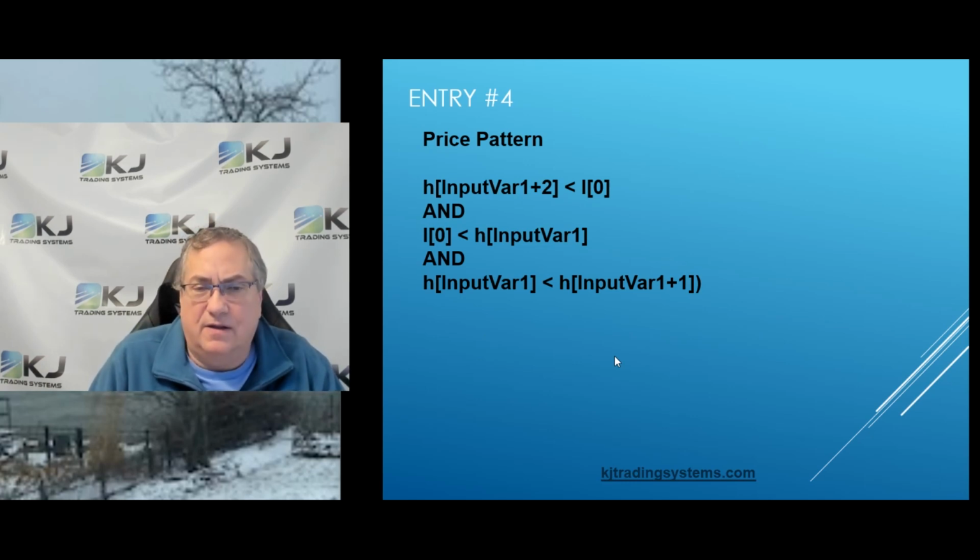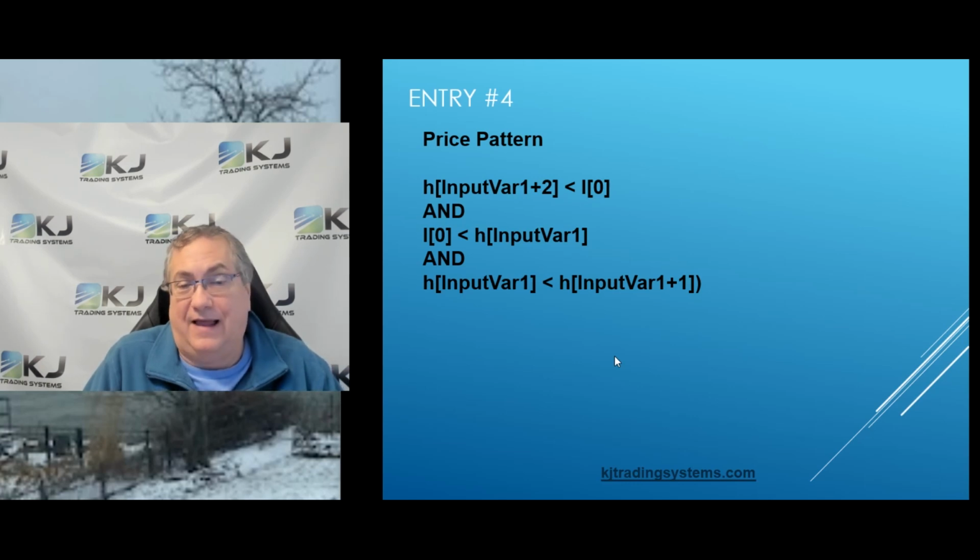So it's a 3-condition price pattern. So it says if the high of a certain bar is less than the current low, and the current low is less than a certain high, and that high is less than a bar before, you're going to go long. And you might say, wow, that looks confusing.